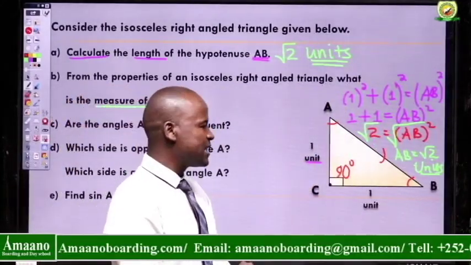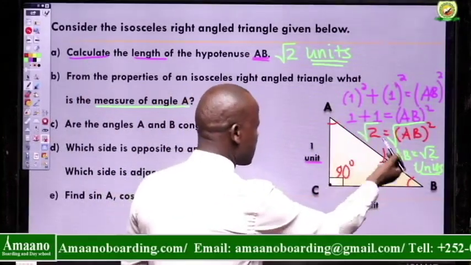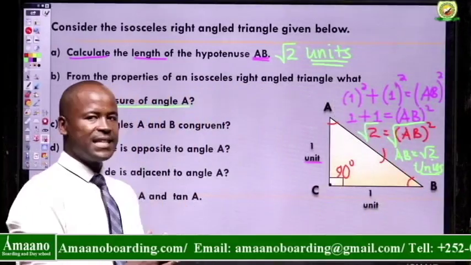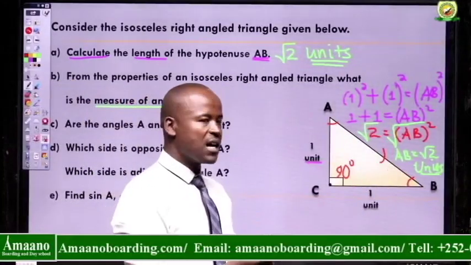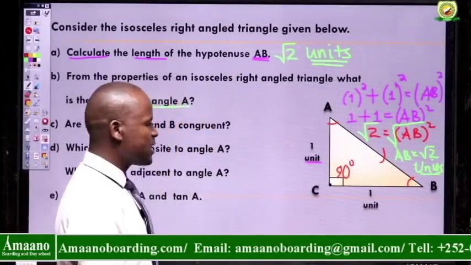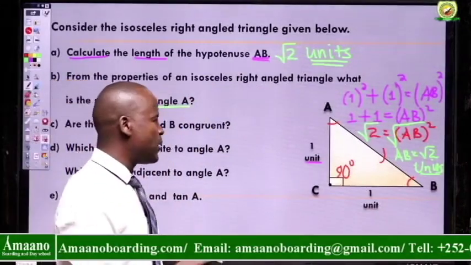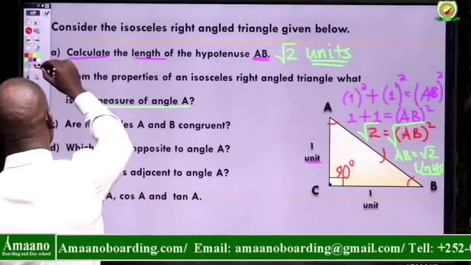So if this is 90, the sum of the remaining two angles, that means angle A and angle B, is 90 degrees. Their sum is 90 degrees. We have said that the two base angles are equal in degree measures. So we divide these 90 degrees into two equal parts. That means 90 degrees divided by 2.